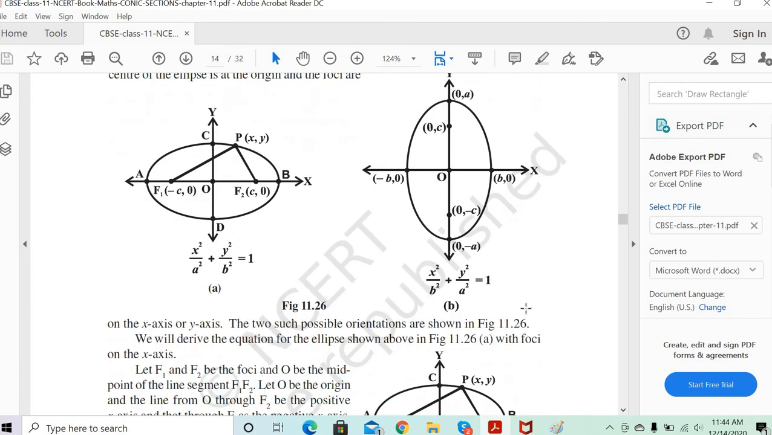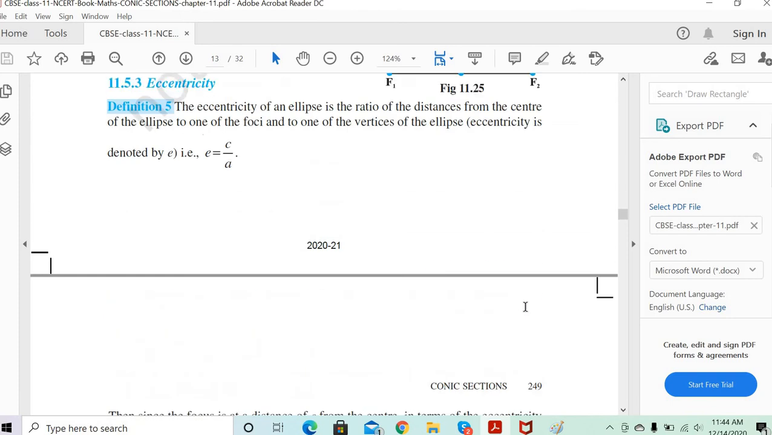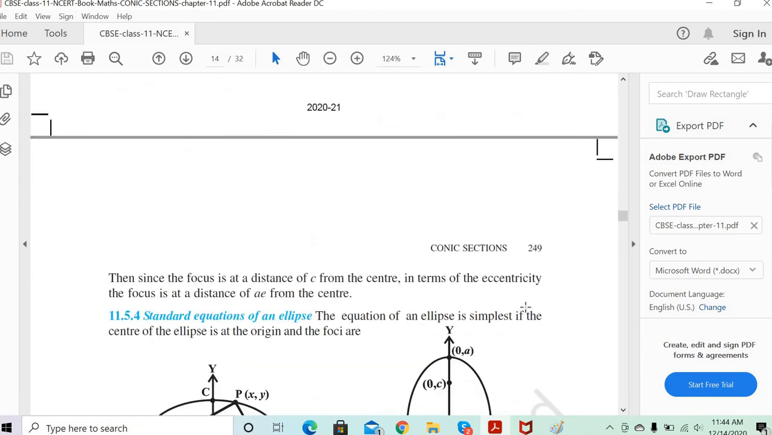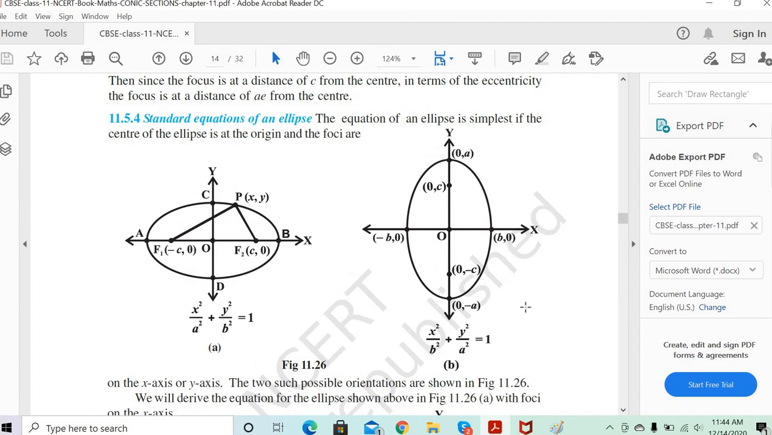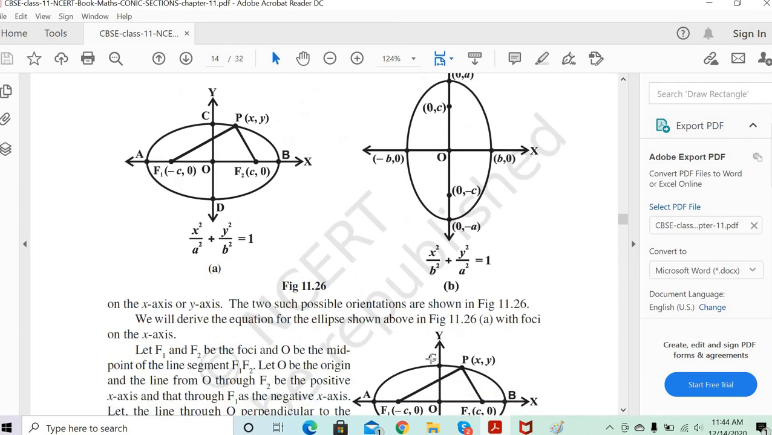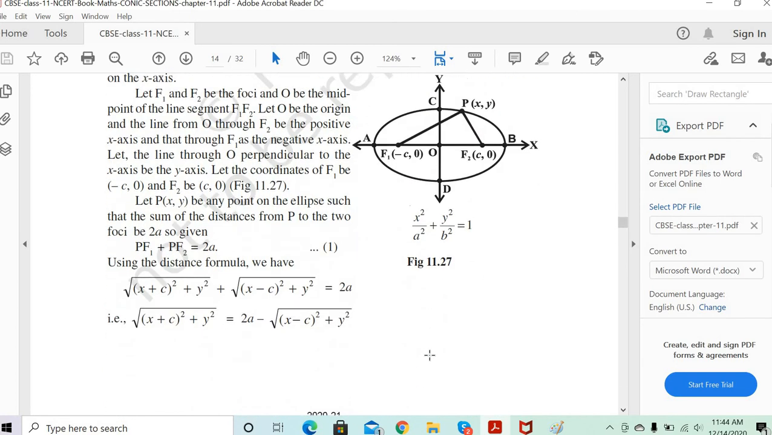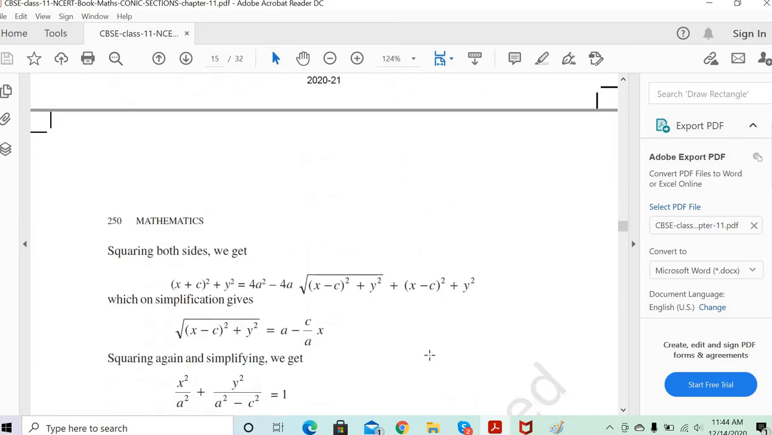Now, let's go with the next part. Draw the figure 11.26a part. Now, we'll come to the special standard equations of the ellipse. We understood the theoretical aspects of the ellipse right now. We'll go with the equation of the ellipse now. So how will we derive the equation of the ellipse? Let's try to understand.